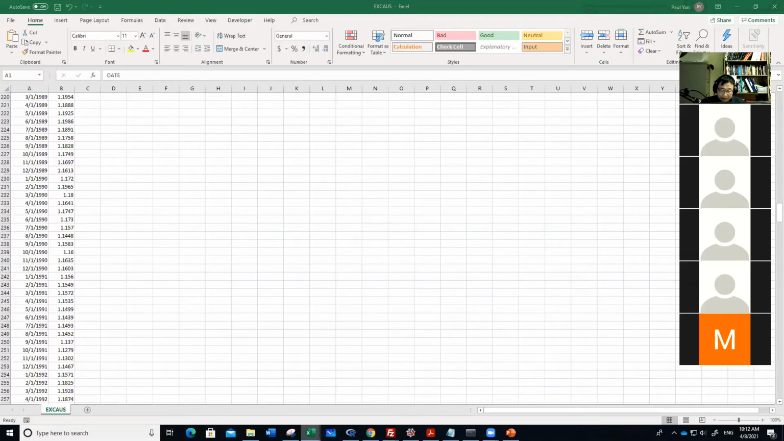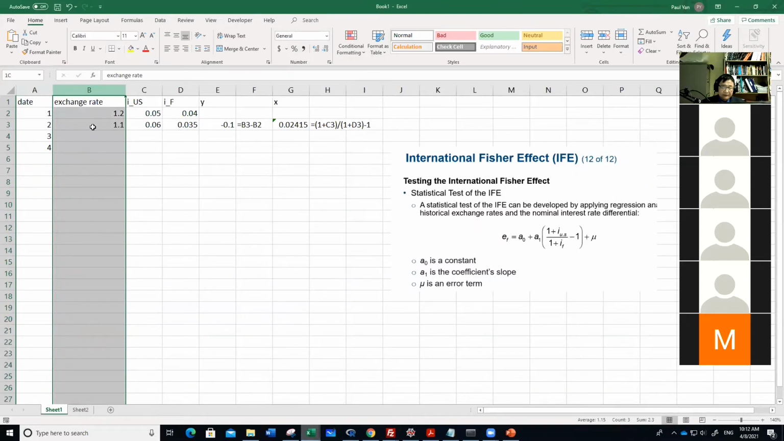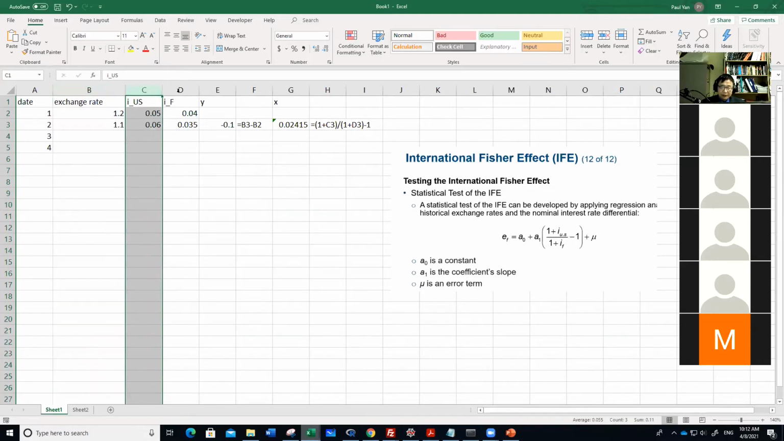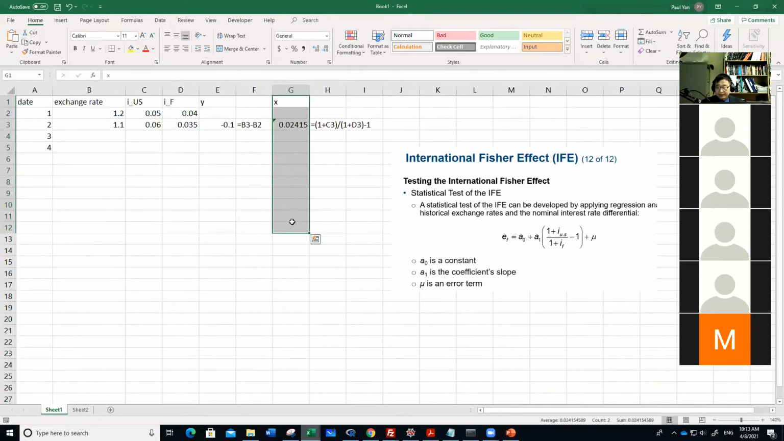Based on these 3 time series, we look at the date and merge them. We have one column called date. The second column is the exchange rate, and of course you have to convert from indirect quote to direct quotation. Then we have the interest rate in the US and the interest rate in Canada. Based on these time series, we generate the Y column. So we have a column Y and a column called X.